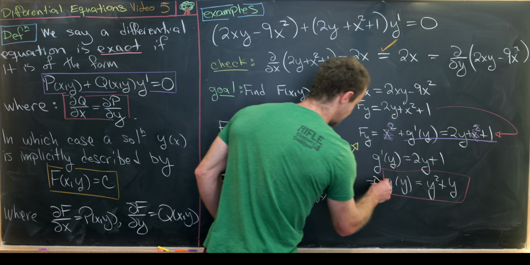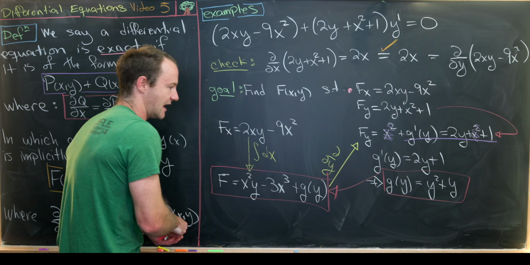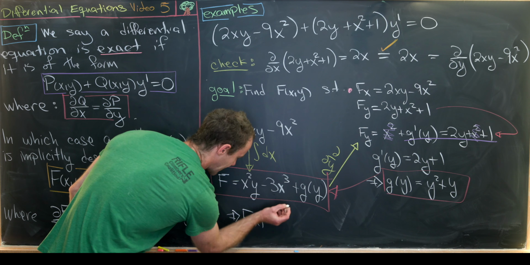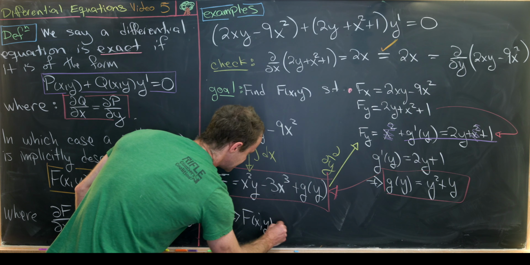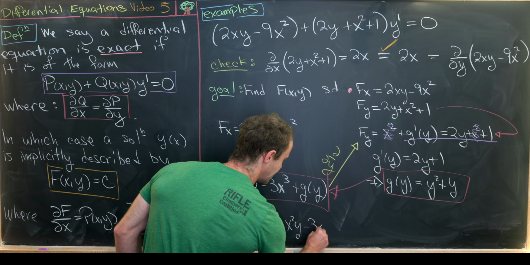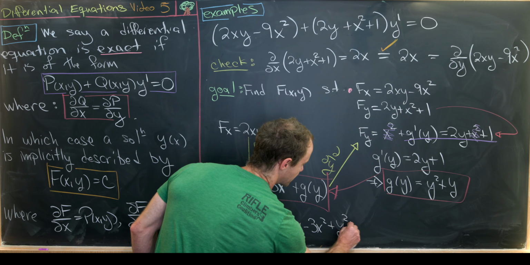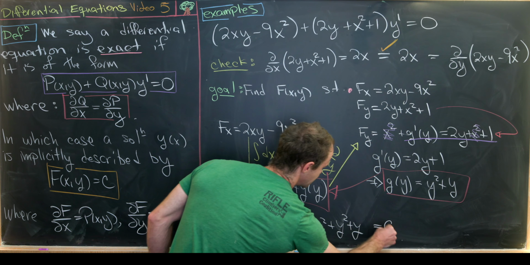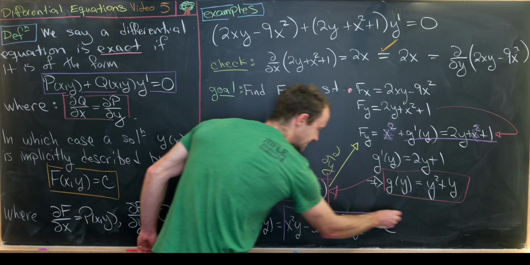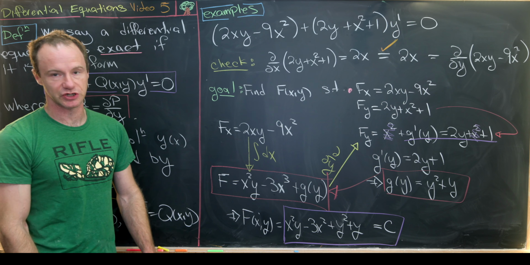So this g of y together with this capital F, so that tells me that capital F of xy is equal to, let's see, we've got x squared y minus 3x cubed plus y squared plus y, and that's going to be equal to a constant. And that equation set up equal to a constant is our implicitly defined solution.